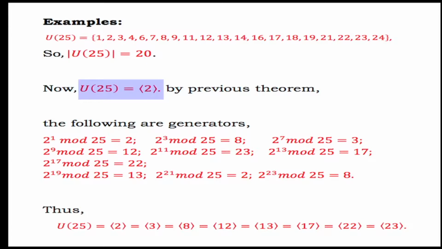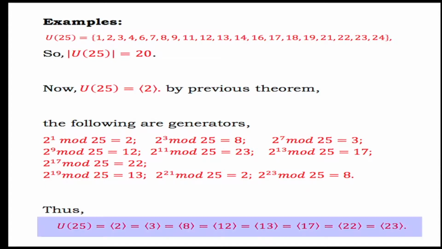Now U25 can be generated by the element 2. By the previous theorem, we are going to find the other generators of this particular group. Now we need to find those exponents which are relatively prime to 20. So 2^1 mod 25 is 2, 2^3 mod 25 is 8. So we are picking those elements which are relatively prime to 20. Therefore we are picking 1, 3, 7, 9, 11, 13, 17, 19, 21 and 23.